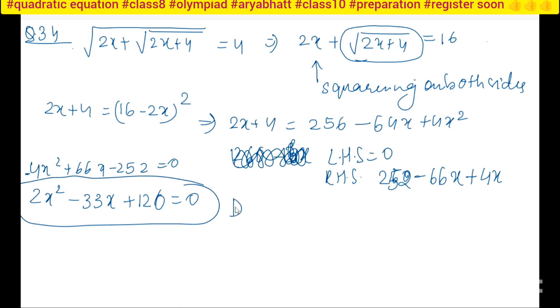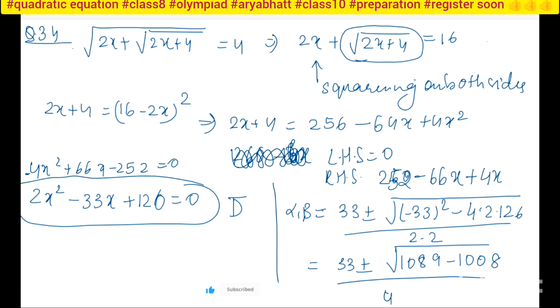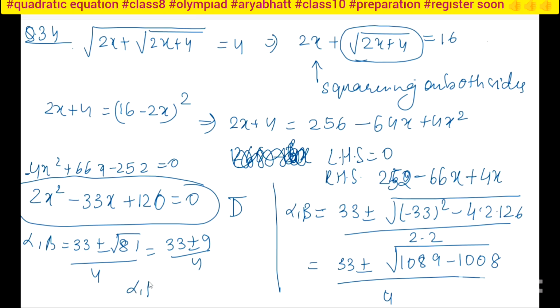Now I will apply my discriminant rule, and after applying the discriminant rule, what I will get? Alpha and beta will be nothing but 33 plus minus under root of (minus 33) whole square minus 4 into 2 into 126, divided by 2 into 2. So I will get 33 plus minus under root of 1089 minus 1008, divided by 4. It is a perfect square, okay, of 81. So I will get 33 plus minus 9 by 4. So tell me, alpha and beta will be what? Alpha is 10.5 and beta will be 6. So we get alpha and beta, two values of this quantity.